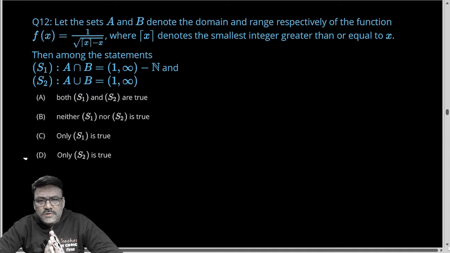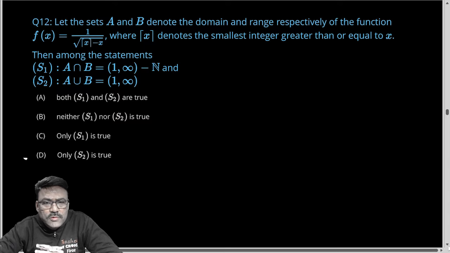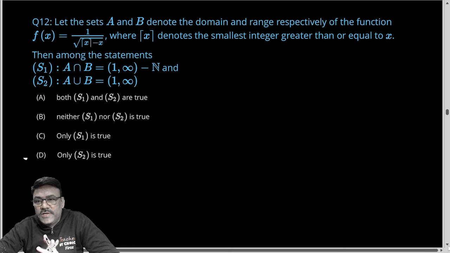Now let's see this question. This is from functions, domain and range. The function f(x) is 1 over under root of the smallest integer of x, a smallest integer greater than or equal to x, minus x. This is not GIF. This is the smallest integer greater than or equal to x.